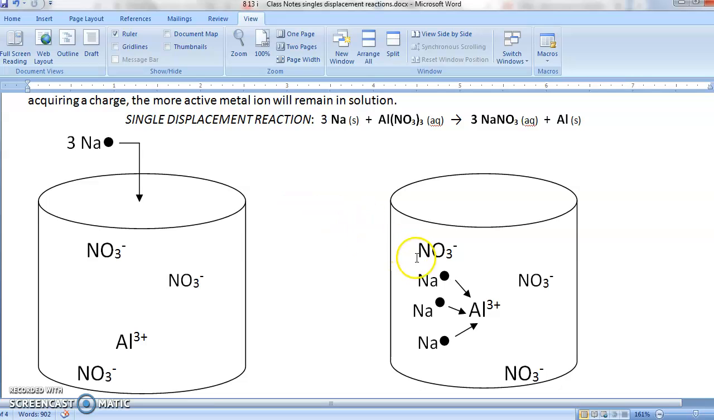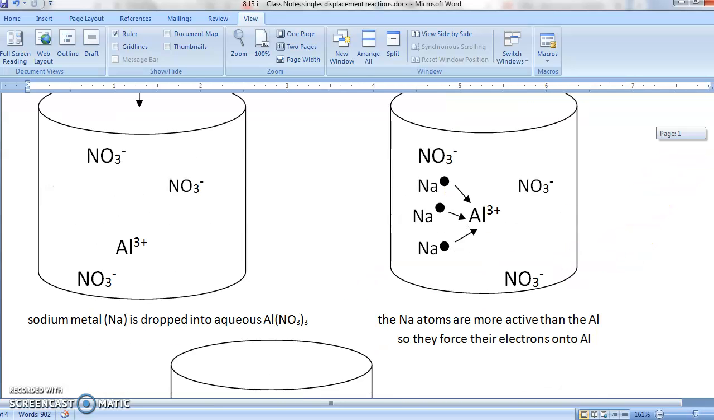So once those sodium atoms are dropped in solution, sodium is more active. So each of those sodiums are going to force that aluminum to take 3 electrons, one from each of the sodiums. Aluminum's charge, as you recall, is 3+. It is in family Roman 3. So it initially lost 3 electrons, and now the sodiums are going to force 3 electrons back onto it, causing the aluminum to lose its charge.